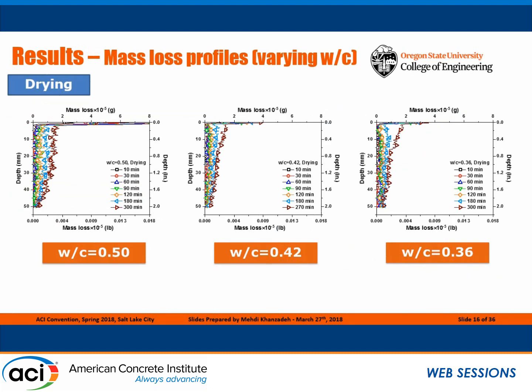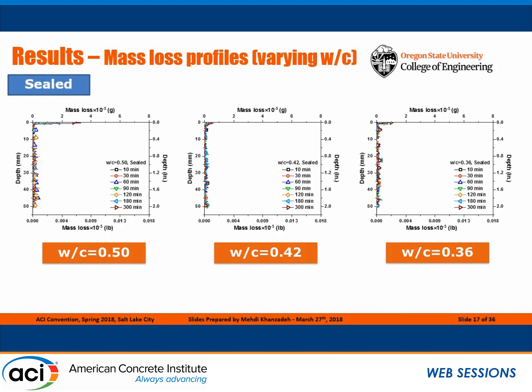This is an example of the mass profiles for different water-cement ratios in the drying case. And you can see that we have really high spatial resolution, around 80 micron. And here are the sealed cases. You can see in the sealed cases, we almost have no change in the mass, which is expected.